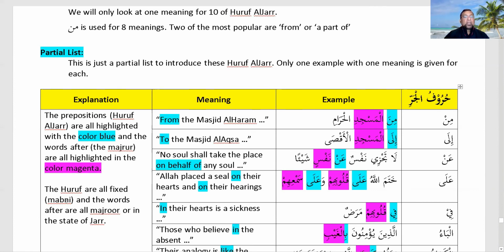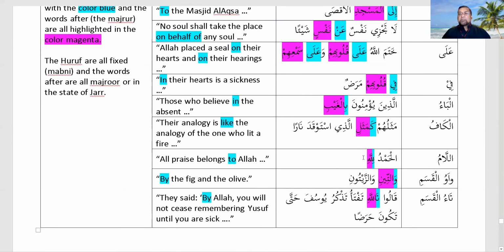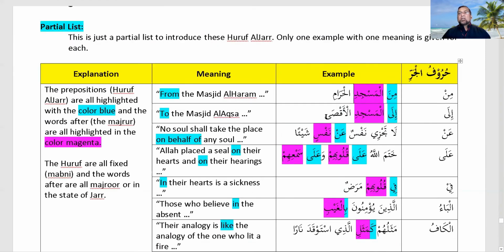So the huruf are all fixed, mabniya, and the words after are all majroor or in the state of jar. So we'll say, for instance, al-masjidi here is majroor, and the alamatul jar is al-kasra. But if you were to take a word that is mabni, for instance, al-aqsa, which is sifa lil-masjid, al-aqsa is mabni because it's ism maqsur, and al-asma al-maqsura are all mabniya. Al-aqsa is mabni, so we wouldn't say it's majroor, we would say fi mahall al-jarr, it's in the place of jar. Anyway, let's go ahead and look at the huruf. I'll just say the harf and give the example and the translation.